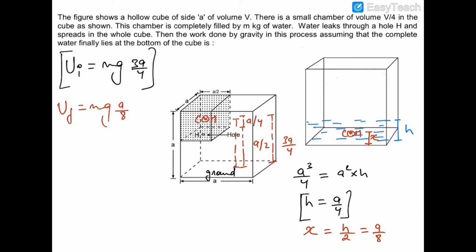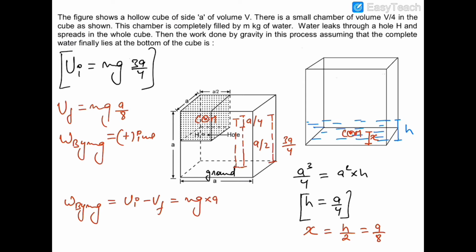Now work done by mg will be positive, because this water is coming down and the center of mass of this water has come down. So the work done by mg will be equal to U initial minus U final. So this is mg into A common, 3 by 4 minus the final potential energy, 1 by 8.